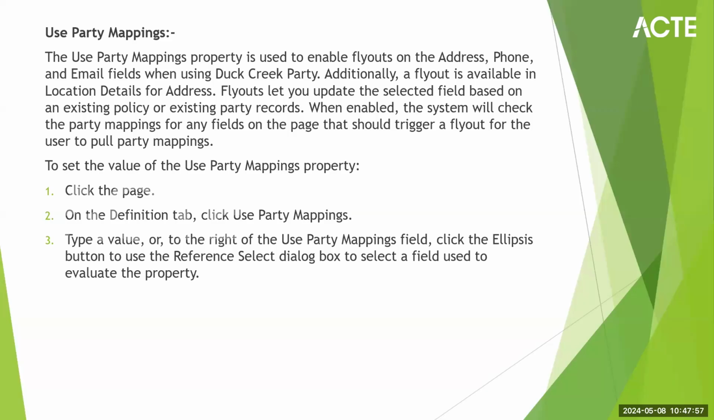Suppose you give a wrong zip code for the particular state, it will give you a warning like a wrong zip code. How is it displaying? Because we are already using this party mapping in the background for those particular fields, especially for the location details like address, email ID, phone number. So how do you set it? Click on the page, on the definition tab, click use party mapping. Type a value or map the correct respondent to field which is already created.